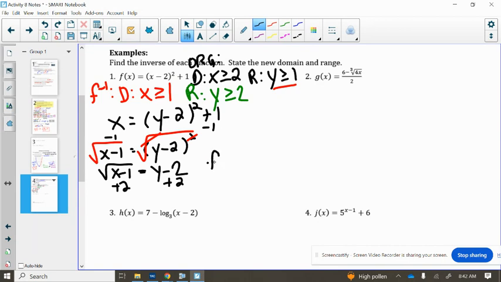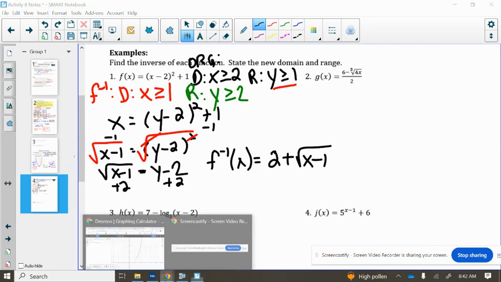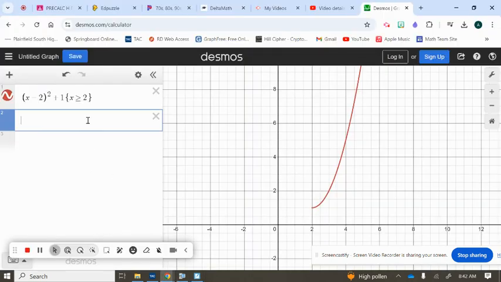Last but not least, to get y by itself, we're going to add 2 to the other side. So our final answer for our inverse is going to be the square root of x minus 1 plus 2. Oftentimes we like to put that plus 2 on the front just so we don't accidentally type it underneath our square root.